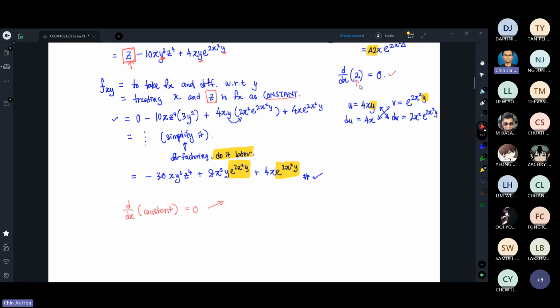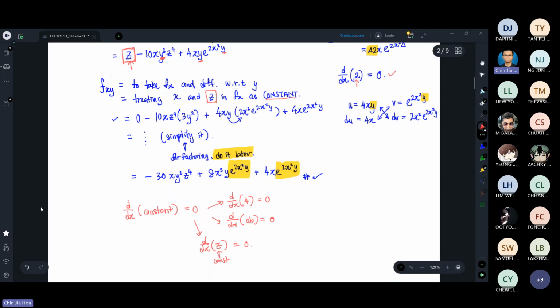Differentiate 2. 2 is a constant, right? It's a number. It's not a variable. It's not x, y, z. So we get 0. Let's say we have another constant, 4. We get 0. Another constant, say AB. A and B are both numbers. You still get 0. So if we differentiate the z, which is supposed to be a constant, then of course we get 0. Understand now?